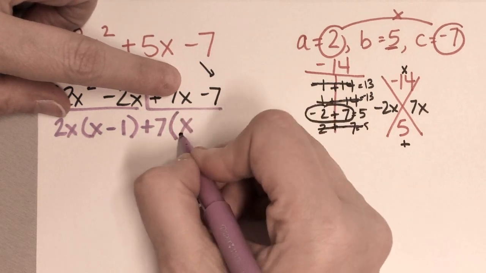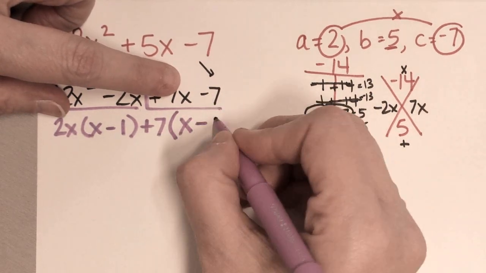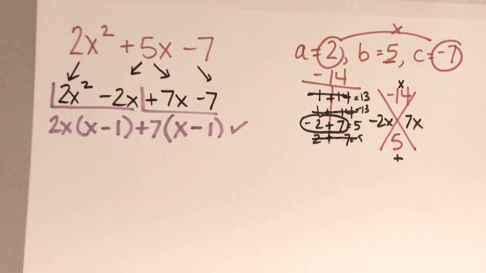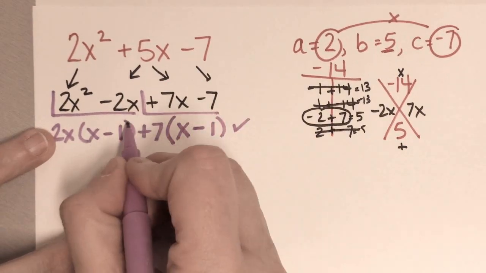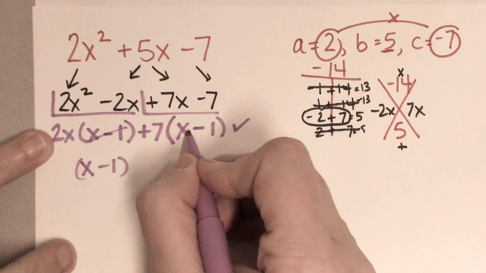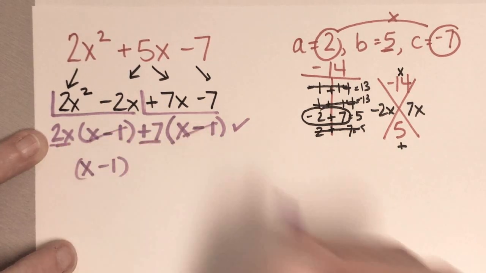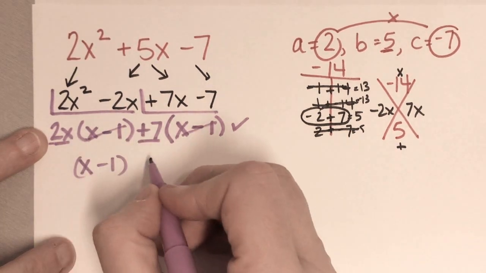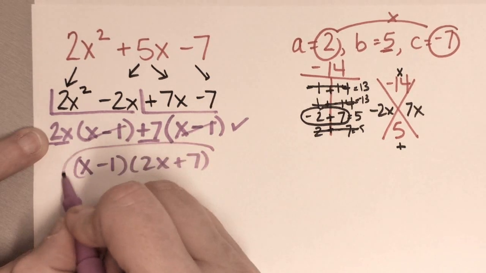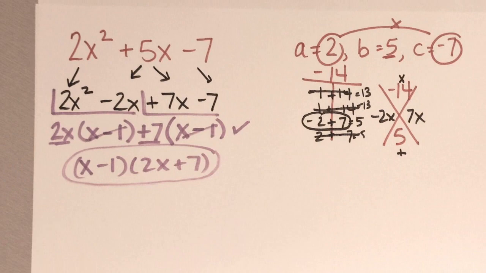Now, they have a positive 7 in common. 7x divided by 7 is x. Negative 7 divided by 7 is minus 1. I know I did it right because what's in parentheses is the same expression. So I start by writing what's in the parentheses and crossing it out. Then I underline what's left, and what's left is 2x plus 7. All right?